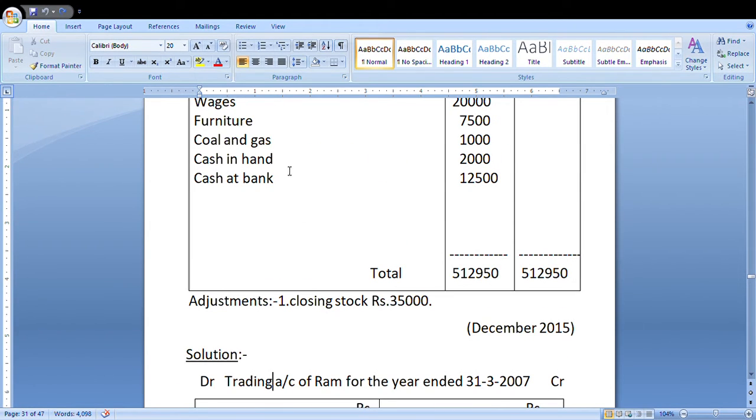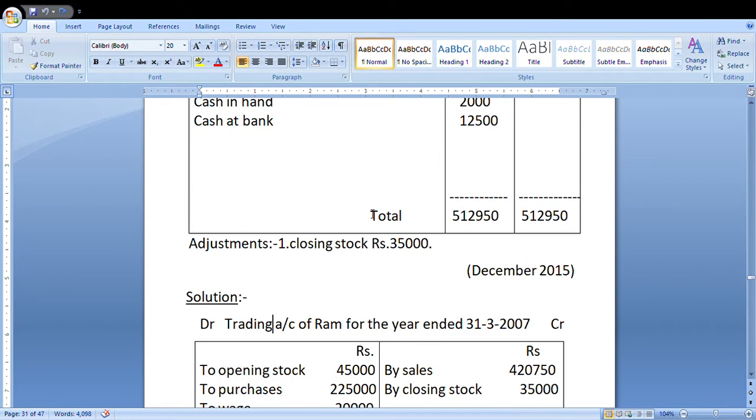Next, cash in hand. This does not enter the trading account. This enters the balance sheet, asset side. Cash at bank. This is also an asset. This enters the balance sheet, asset side.